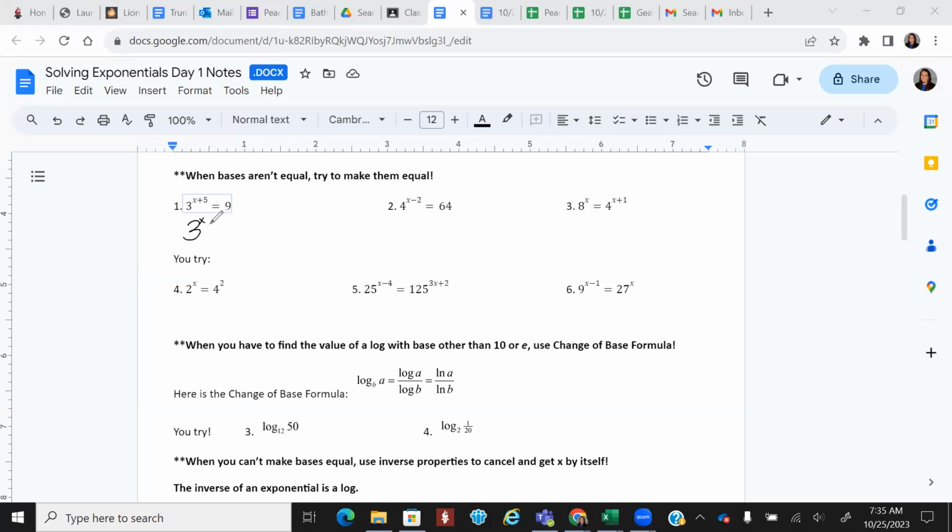So 3 to the x plus 5 equals 3 to the second power. Now are the bases the same? Yes. So we're going to drop the base and we're going to set the exponents equal to each other and then solve. So this will give me x equals -3.